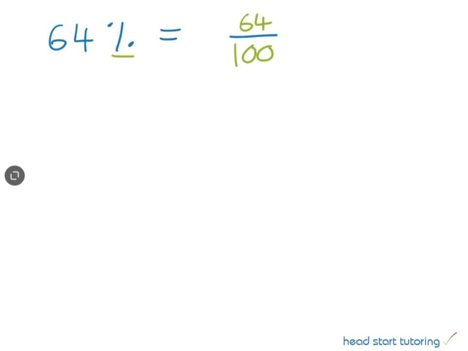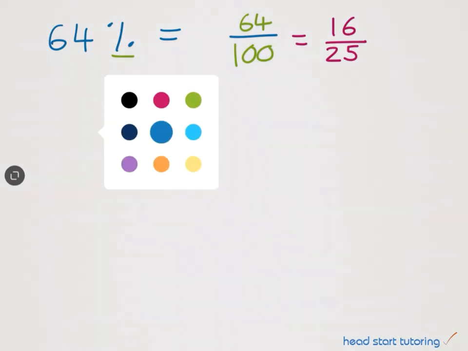The only thing that we now need to do is simplify this fraction. So because we should be quite familiar with simplifying by this stage, let's start with 4. Let's divide both 64 and 100 by 4. 100 divided by 4 is 25. And 64 divided by 4 is 16. So we end up with a simplified answer of 16 over 25. Let's have a look at another option, at another percentage.